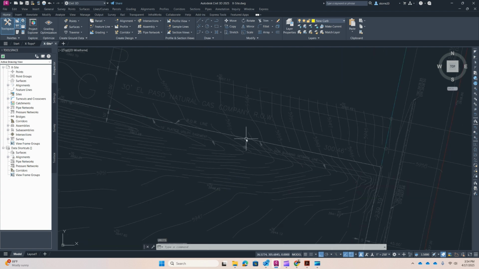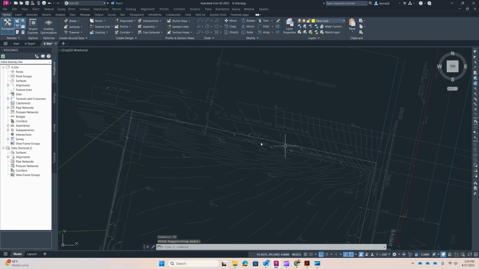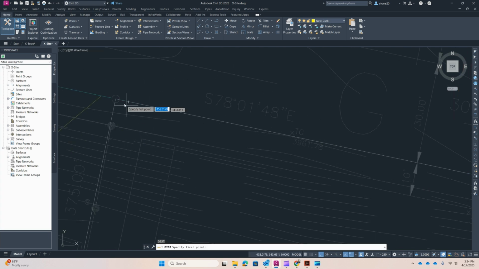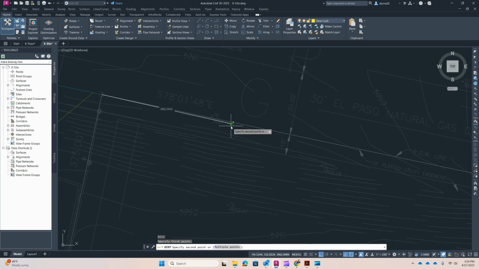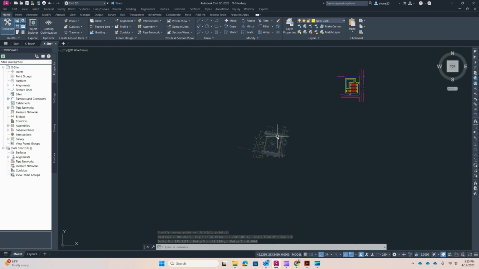This is the XREF. If you may remember, the distance of 346 feet is from this property corner to this property corner. So I'm going to go and take a distance just to verify it. From this corner to this corner is 300.46. Perfect. It matches. So we're in good shape.